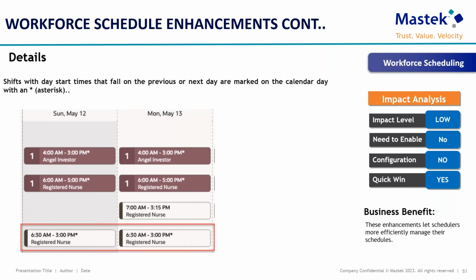The other topic is similar to the enhancement. Shifts with day start times that fall on the previous or next day are marked on the calendar day with an asterisk. So if we have a rotating shift, or a midnight-span related shift where the employee will start on a specific day but will complete their working schedule after their assigned shift, those shifts will be marked with an asterisk so that employees and workforce scheduler managers can easily track those details. Again, similar to all other enhancements, the impact is low.